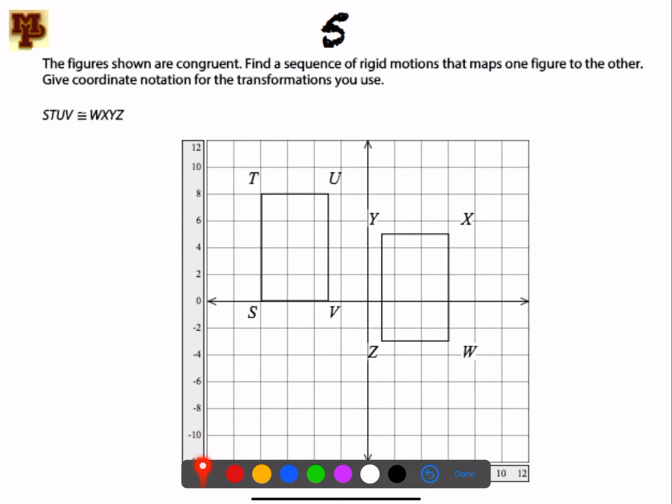Continuing on, go ahead and try this one out on your own. Pause the video, and then we'll come back together and complete it. All right, so looking at this, we're doing the same exact thing.